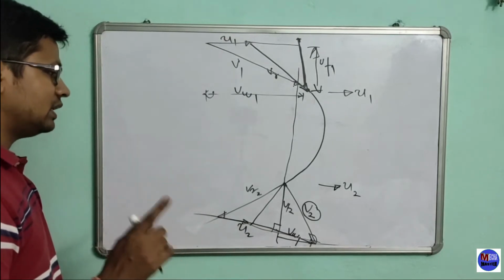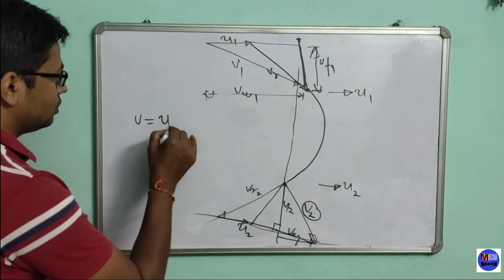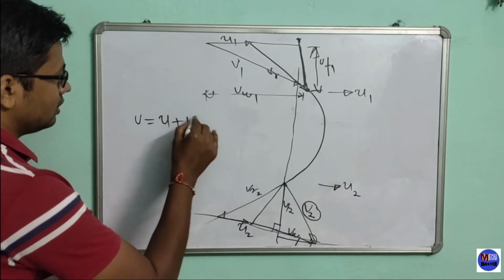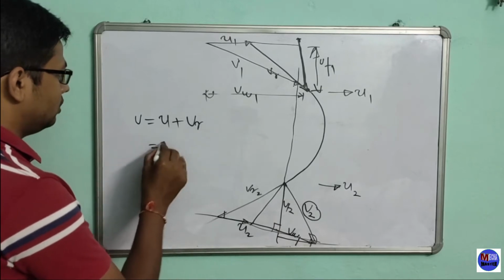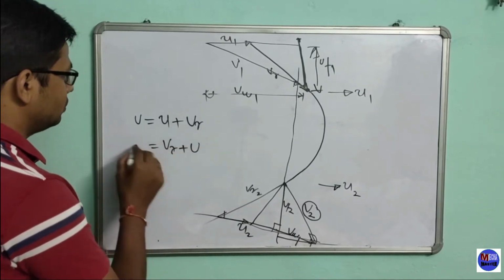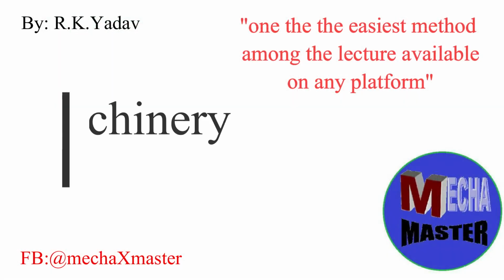Only one concept is necessary: that v is equal to u plus relative velocity, or relative velocity plus u. This is very important.